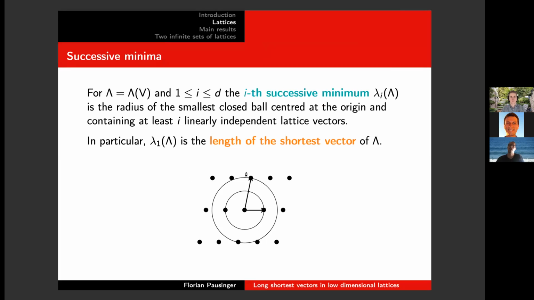And in particular now, the length of this first successive minimum is exactly the length of the shortest vector of the lattice lambda. So this is just terminology or a different way to look at it. So you can just grow a ball around the origin, and you can take the length of the first linearly independent vector you find, of the second, and so on.